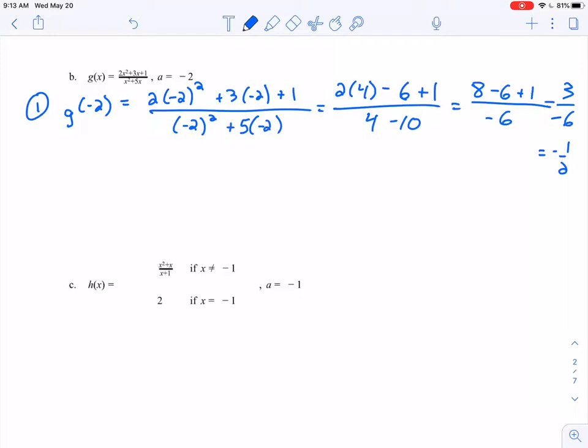So g of negative 2 exists. It has a y value of negative 1/2. As long as you get back a finite y value here for your answer, then g of negative 2 exists. The limit is a little bit trickier here in this case. You might want to look at the rational function, and you might in particular want to just investigate the denominator, because I know that rational functions don't exist if the denominator is equal to 0. That tends to be where I have a problem.